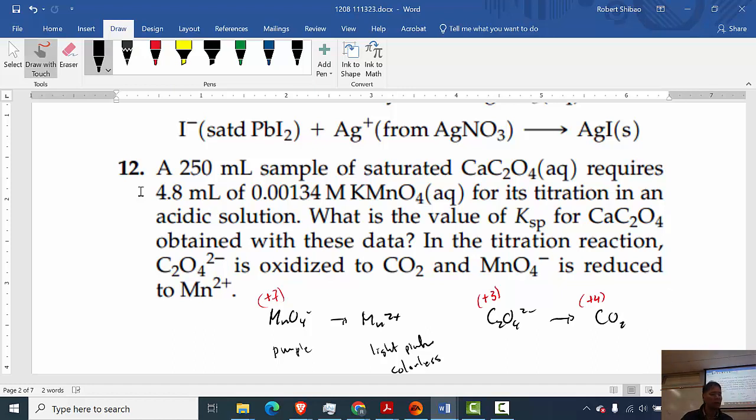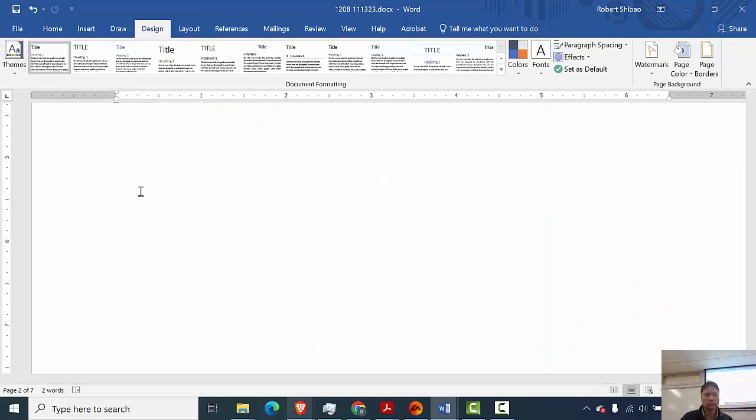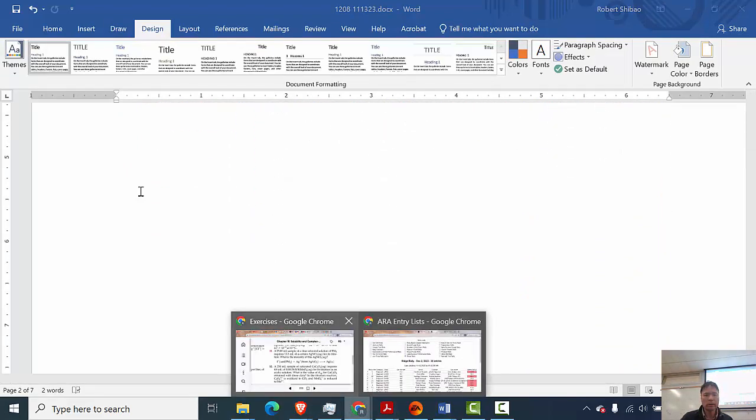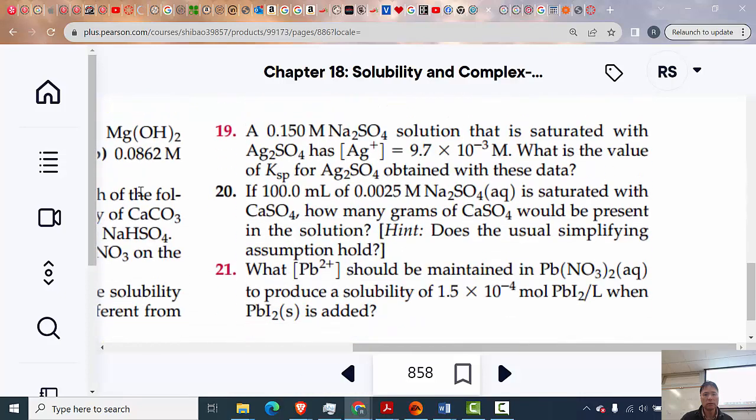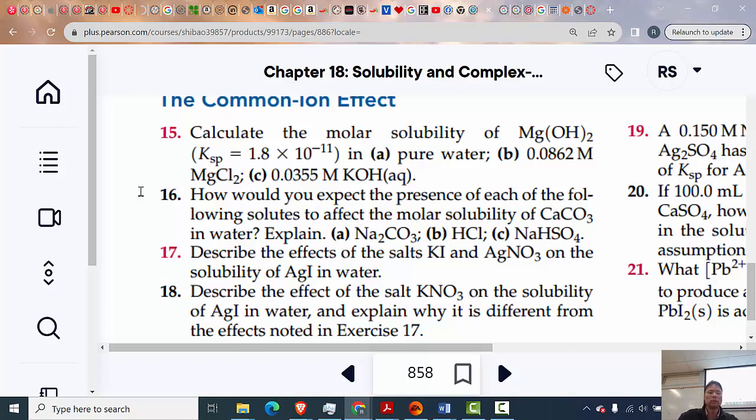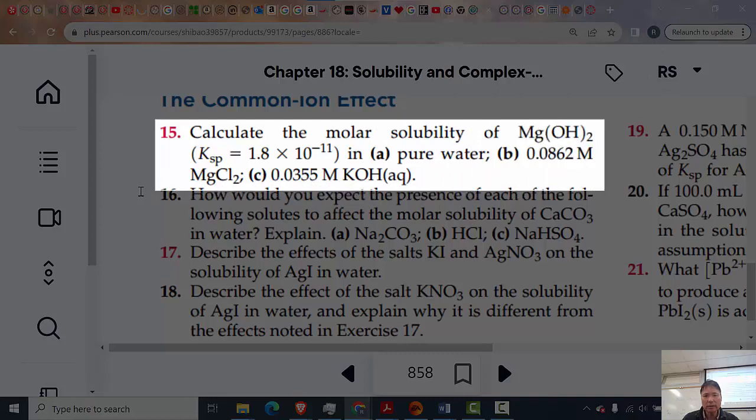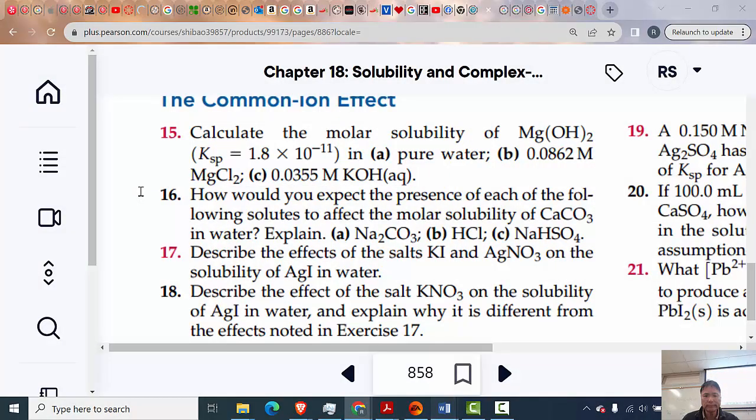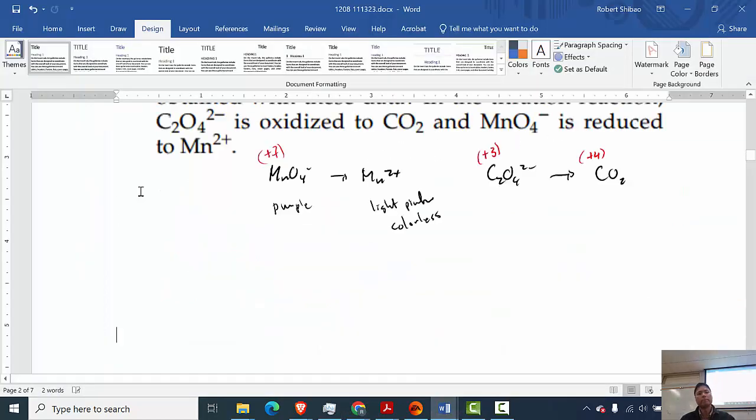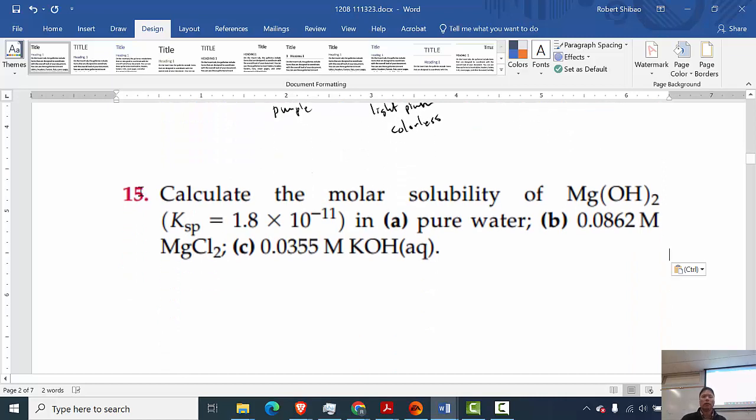Okay, let's move on to number 15. Number 15 deals with the common ion effect. So we want to calculate the molar solubility of magnesium hydroxide in pure water. And then we're going to add common ion, magnesium and hydroxide, and see what happens to the solubility.